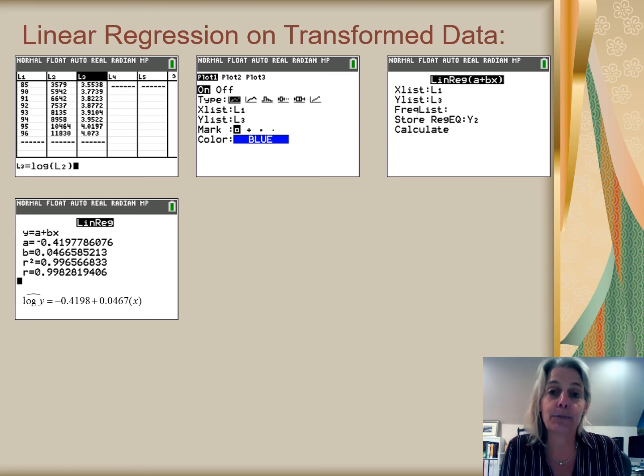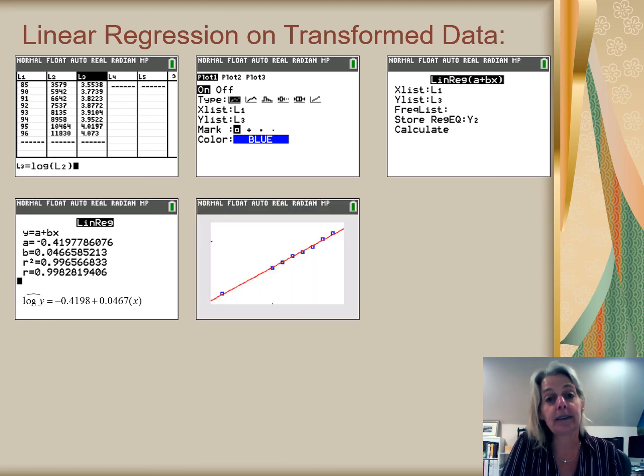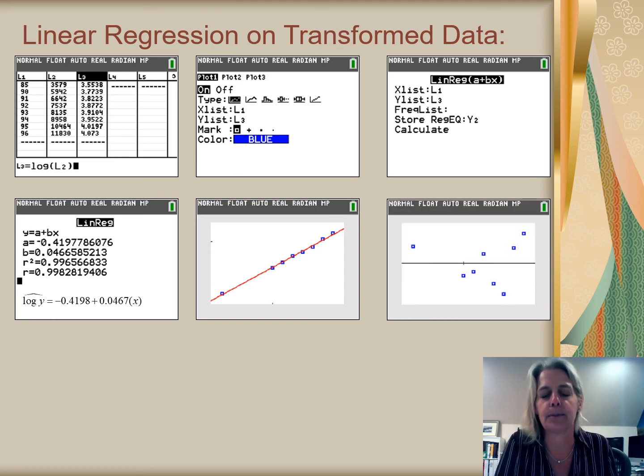So this is an example of why it's so important to define your variables, because now I'm working with x and the log of y instead of x and y. So now when I graph the data, I'm graphing list 1 and list 3, so x and the log of y, and that least square regression line on my transformed data, you can see how it's a much more linear pattern. It's a stronger linear pattern.